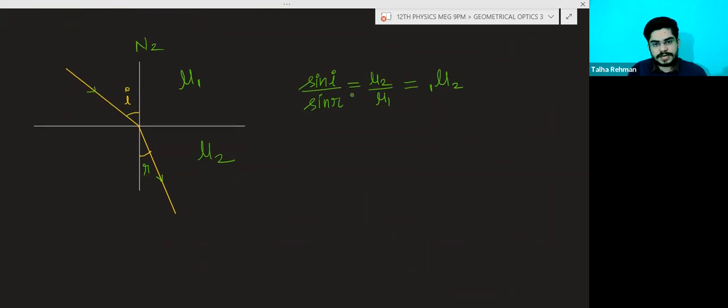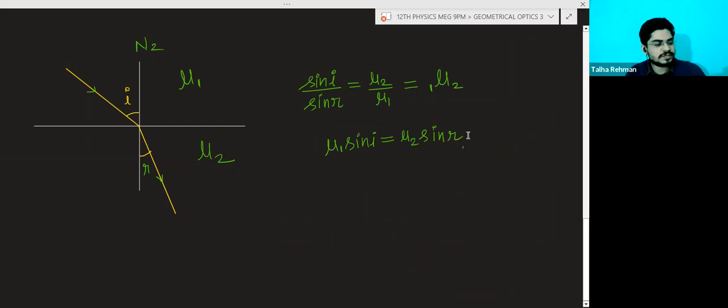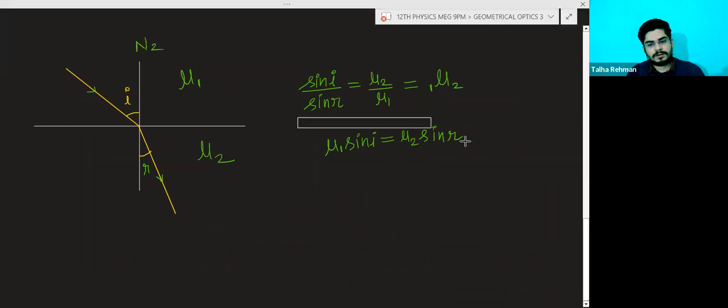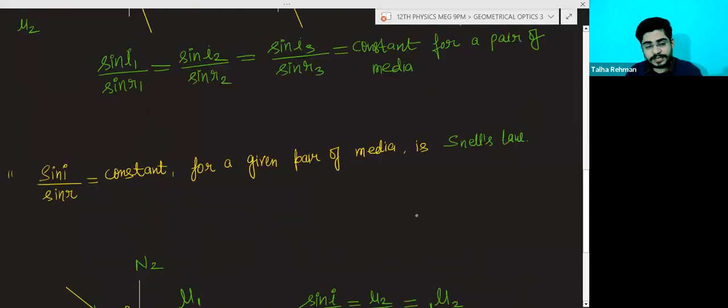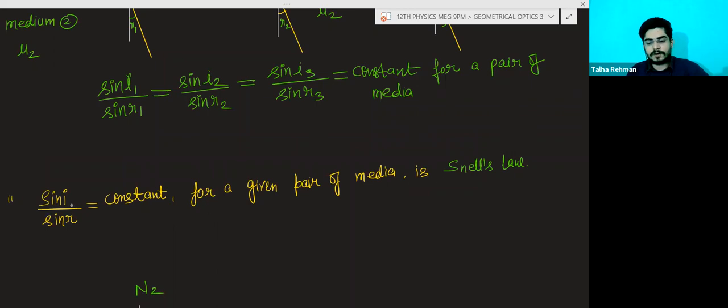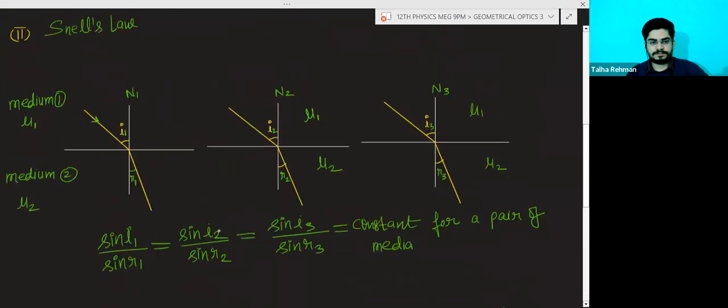Okay, so now we can write this as mu 1 into sine i is equal to mu 2 into sine r. Basically, this form of Snell's law we will use to solve the numericals. But when you write the definition, what will be Snell's law? Sine i by sine r is constant for a given pair of media is Snell's law. What is i? Angle of incidence. What is r? Angle of refraction.